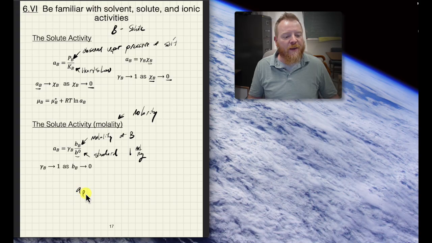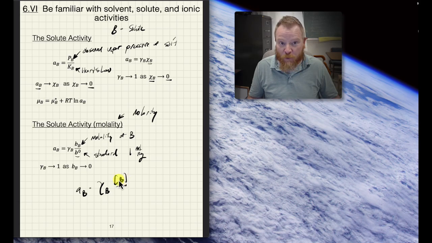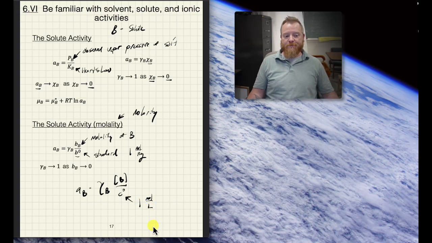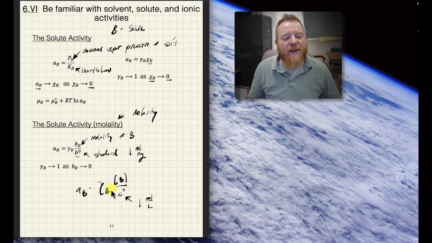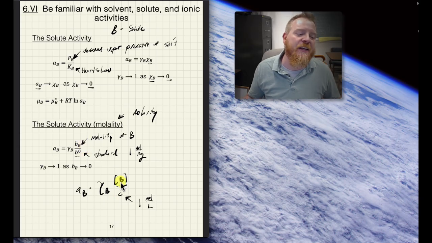So we could also write the activity in terms of the molarity, which would be, right, use the brackets. We hopefully remember brackets mean molarity. And then divided by standard molarity, which is just going to be 1 mole per liter, okay? So that b naught and c naught are used as a convenience to make the units work out.